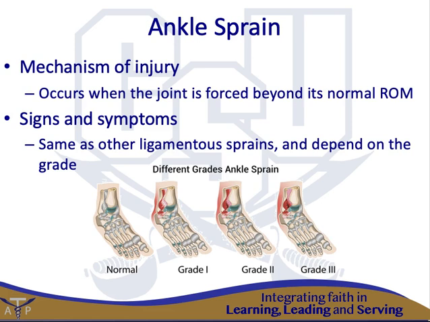When we look at mechanisms, we can have ankle sprains that occur when the joint is forced beyond its normal range of motion. On the lateral side, it's caused by excessive ankle plantar flexion and inversion. On the medial side, it is caused by forceful ankle dorsiflexion and eversion. And for a syndesmotic or high ankle sprain, it's caused by forceful dorsiflexion, typically from landing from a height with the ankle in full dorsiflexion, and that tibia comes down and jams into that ankle joint.